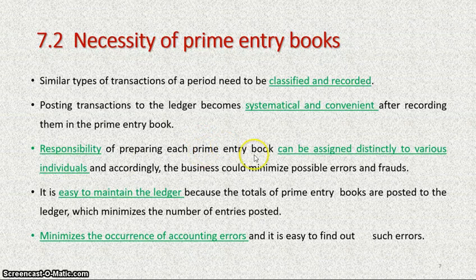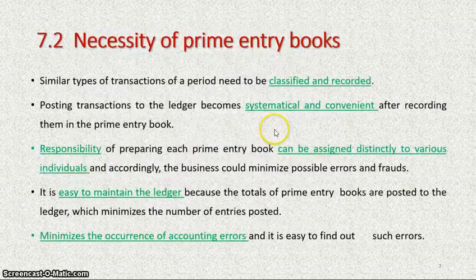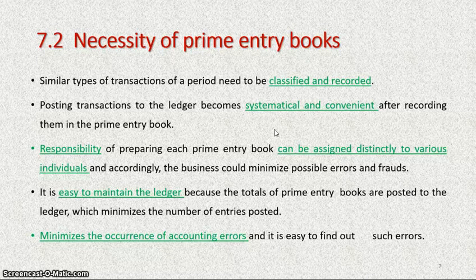Responsibility of preparing each prime entry book can be assigned distinctly to various individuals. So when you take a big company, if one person is going to deal with all the transactions, it's going to be messy. So in a case like this, you will have one person to deal with the cash book and another person to deal with the petty cash book. Like that, you can divide responsibility and give each person.